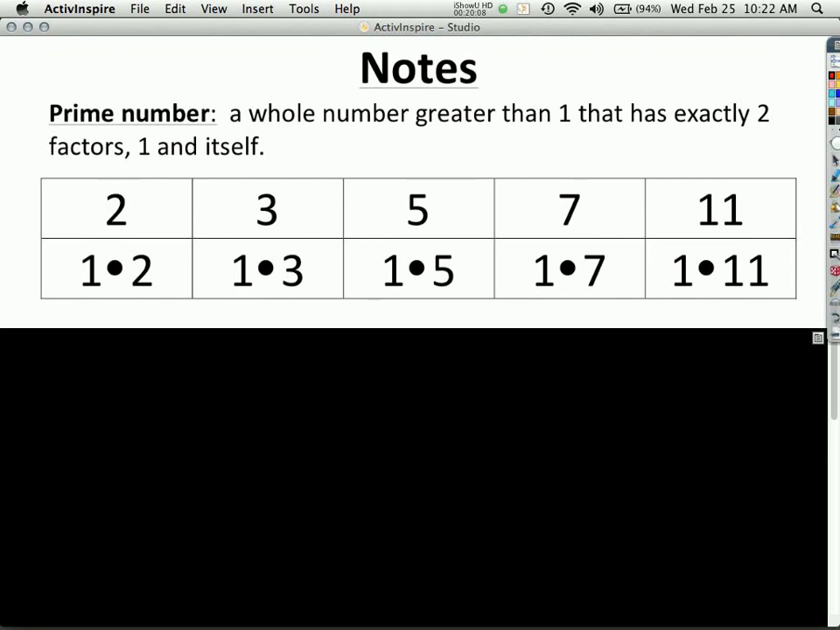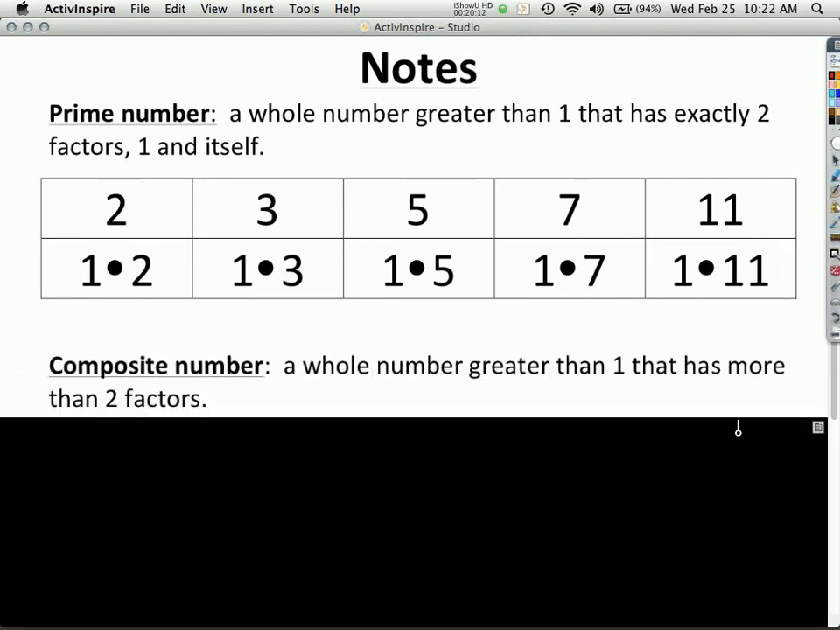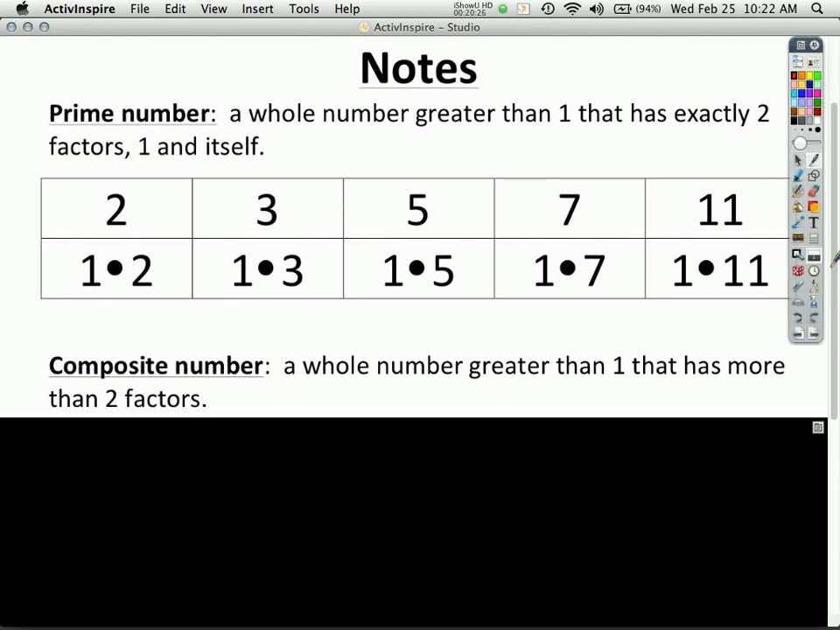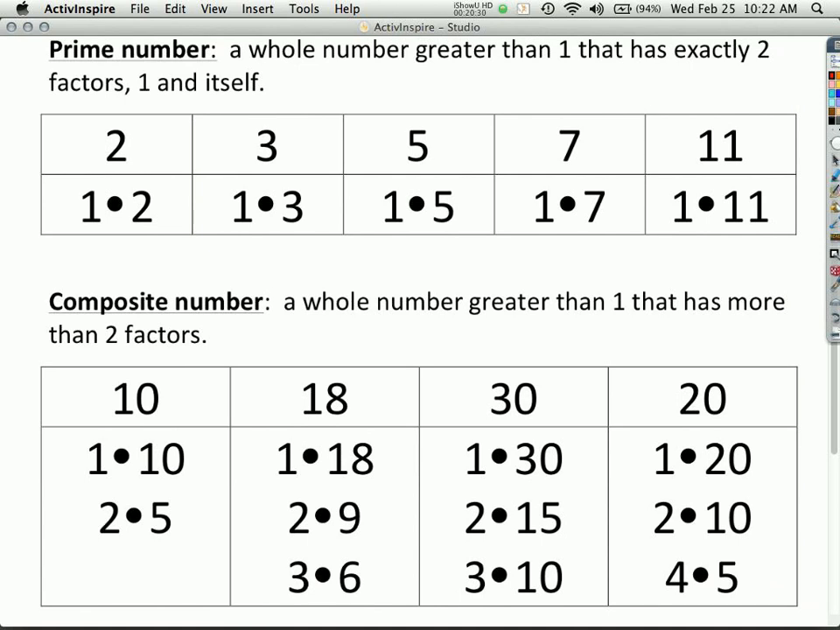So what is the opposite of a prime number? The opposite of a prime number is a composite number. So a number is either going to be prime or composite. If it's not prime, then it's composite. If it's not composite, it's prime. What is a composite number? A composite number has more than two factors. So here are some examples of composite numbers: 10, 18, 30, and 20. These are all examples of composite numbers. And you can see clearly the difference.